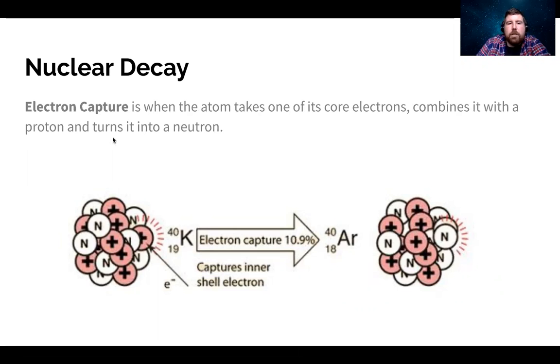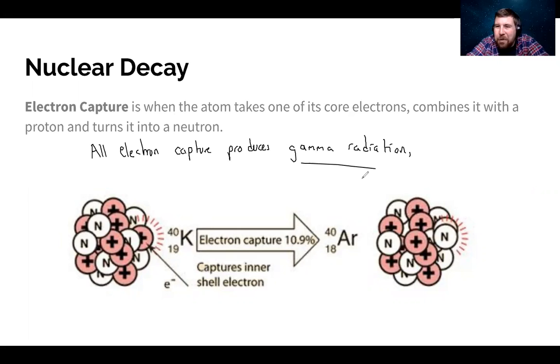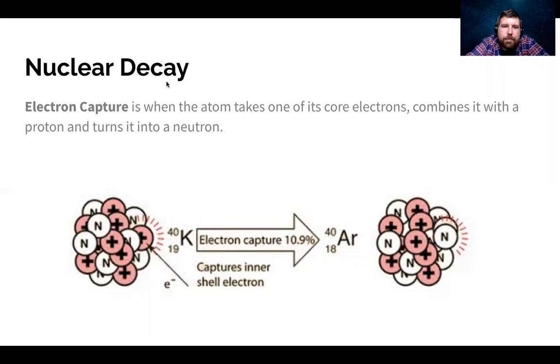Every electron capture produces gamma radiation. I'll go ahead and say that, all electron capture produces gamma radiation. Gamma radiation, remember, is high energy light, and it's kind of dorky, but hey man, this is what turns the Hulk into the Hulk, right? Bruce Banner into the Hulk. So every time this process occurs, gamma radiation is produced.